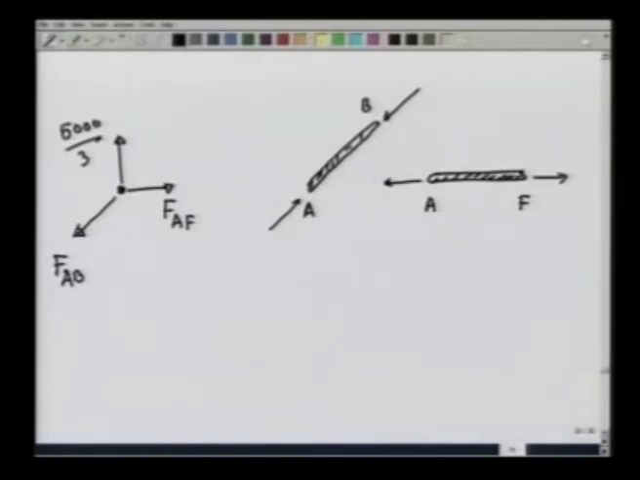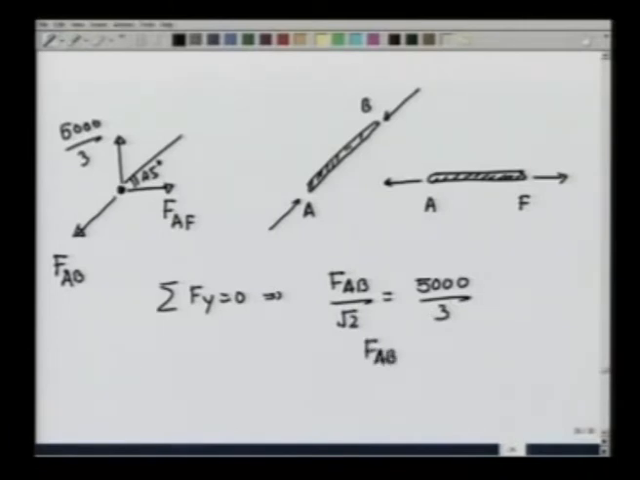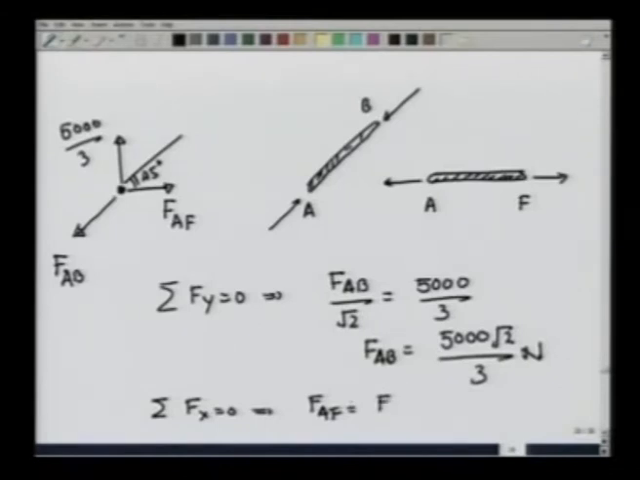Let us now calculate these forces. This angle is given to be 45 degrees. Summation Fy equal to 0 gives me F_AB over root 2 equals 5,000 over 3, or F_AB equals 5,000 root 2 over 3 newtons. Similarly, summation Fx equal to 0 gives me F_AF to be F_AB over root 2, which is equal to 5,000 over 3 newtons. So, now I have gotten forces on two members of the truss, namely AB and AF.